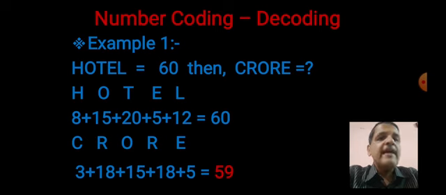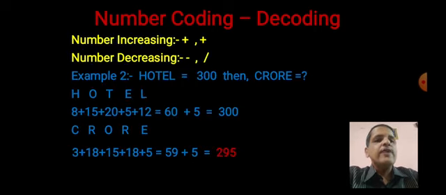C is 3, R is 18, O from the start is 15, R from the start take 18, E from the start is 5. 3 plus 18, 21 plus 15, 36, plus 18, 54 plus 5, 59. So the code for CRORE is 59. Like that the coding is made. First we have to decode the code, then we have to encode. First understand the code, and as per that make the code.